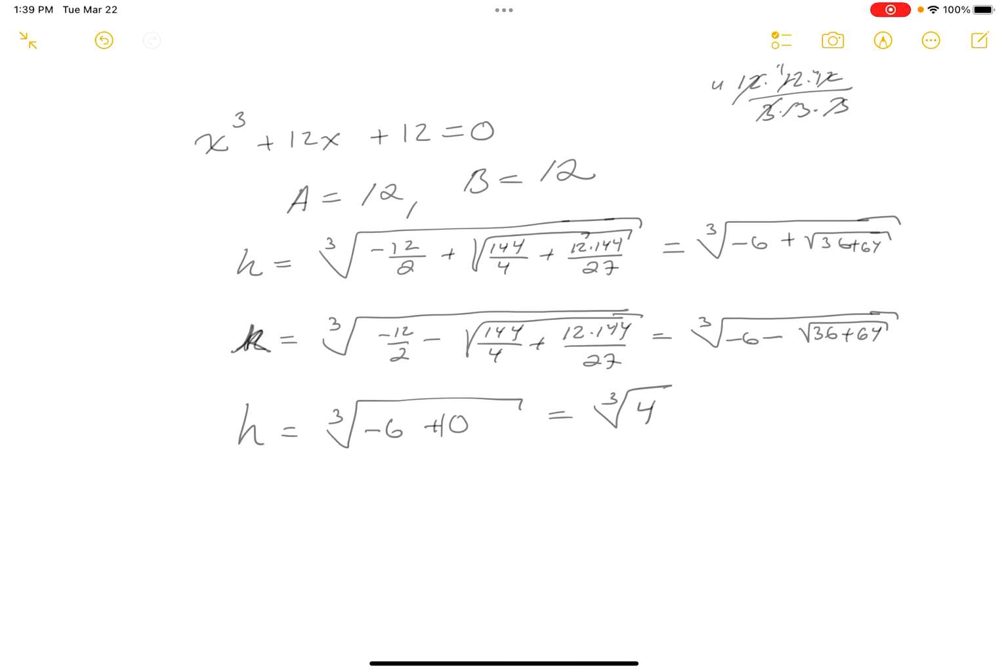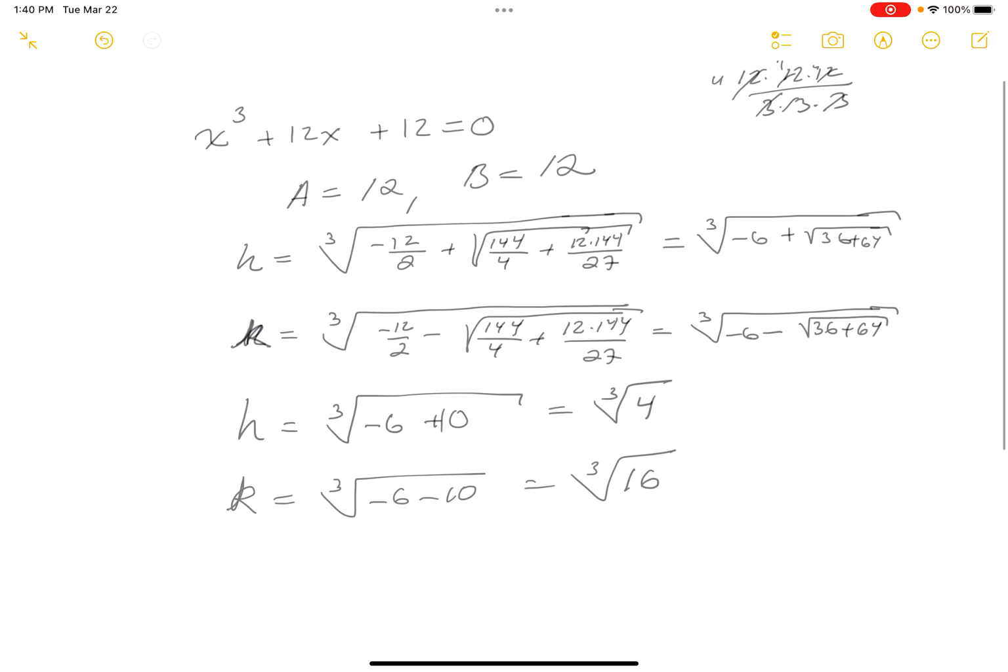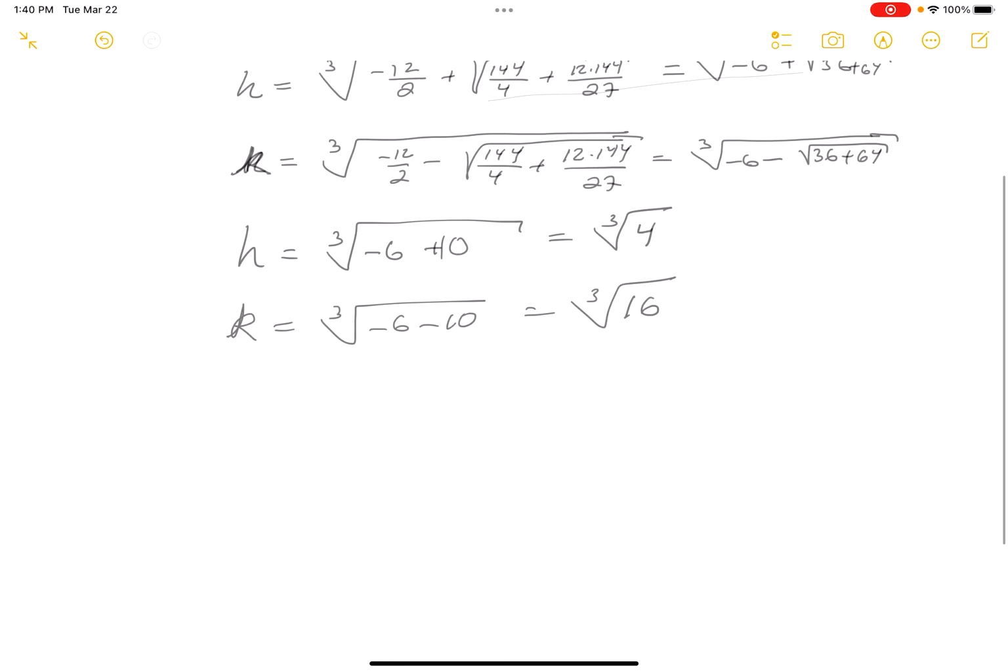All right, let's do the next one. And the next one's going to be k, and that's the cube root of minus 6 minus 10, which is the cube root of minus 16. All right, then what are you going to do? Well, you can write the three roots down. And let me write them down for you now. The three roots are as follows.